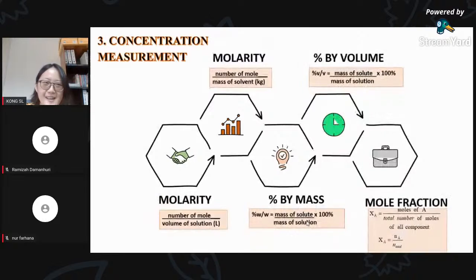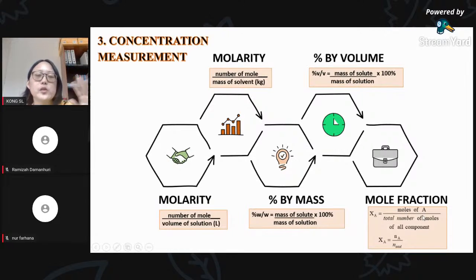Okay, next. Part 3. Concentration measurement. There are 5 concentration measurements that you need to know. I think you're quite familiar: molarity, percentage by mass, percentage by volume, mole fraction. Actually, there is another formula for this topic.